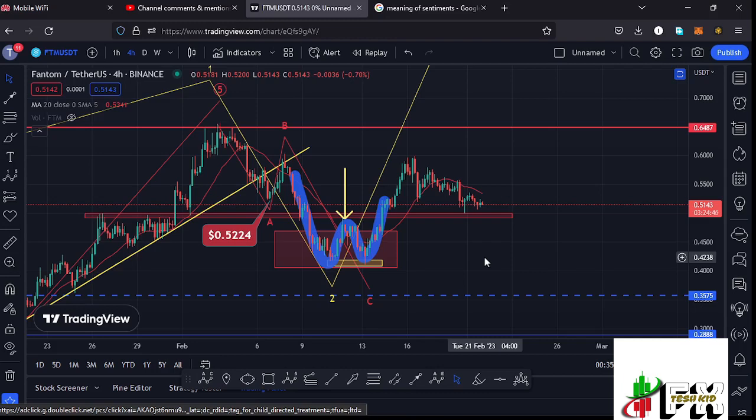I'll be giving you the latest developments that have been happening here on the Fantom chart, which at the time of this recording has continued to hold above a key area of support at around the $0.5 mark. We have also lost the 20-day MA here on the 4-hour chart, which is now acting as resistance.